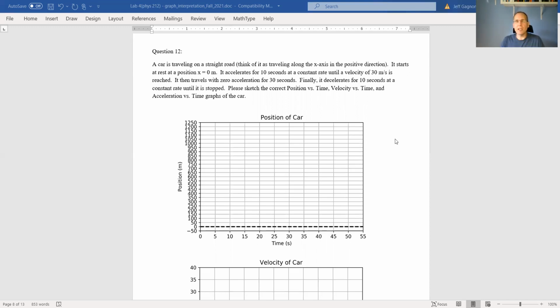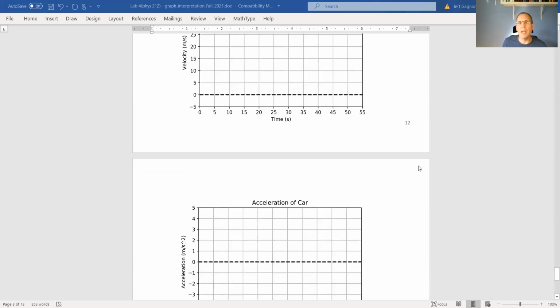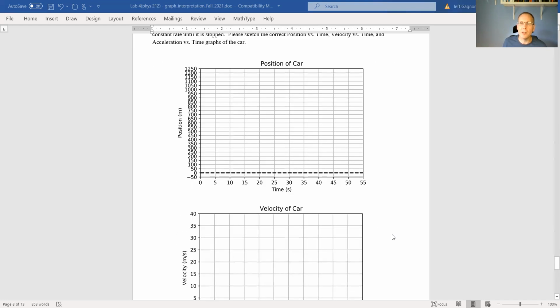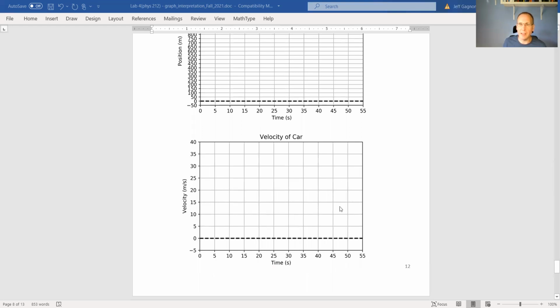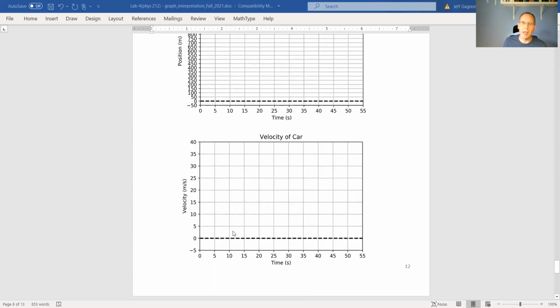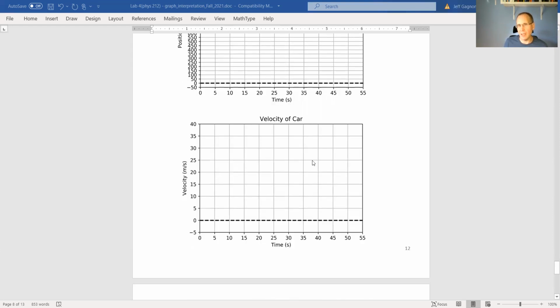Please sketch the correct position versus time. So given that information, sketch the position versus time, the velocity versus time, and the acceleration versus time graph. And my hint is it's easiest to start with the velocity versus time. Given that information, you should be able to sketch the correct velocity versus time graph. Then the slopes of the velocity versus time will give you the acceleration versus time. And the displacement, the area underneath the graph, will give you the position versus time graph. So start with the velocity versus time graph, right?